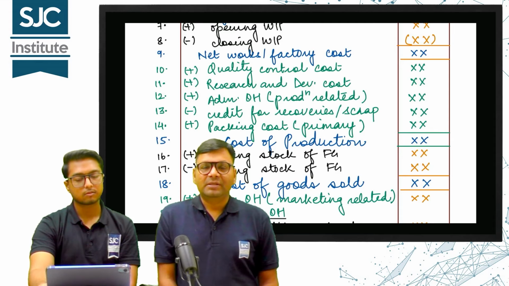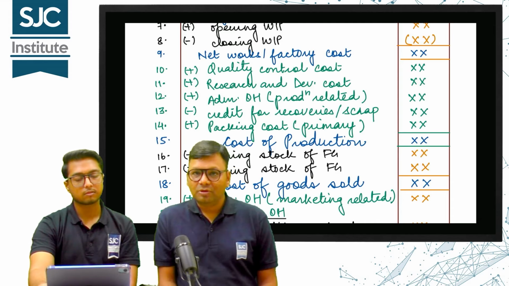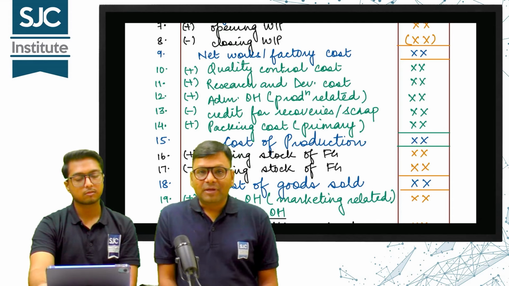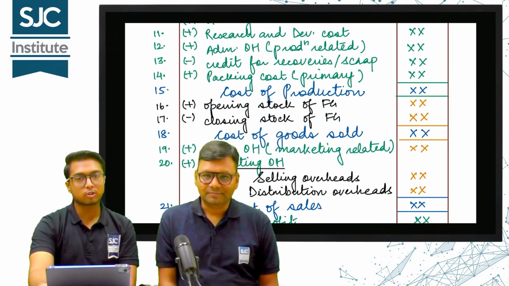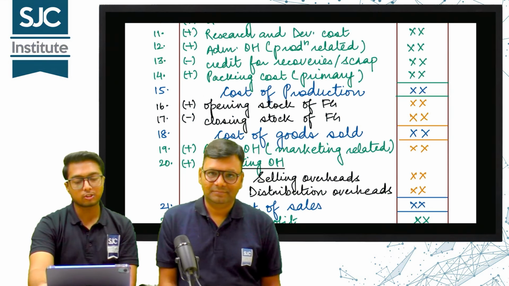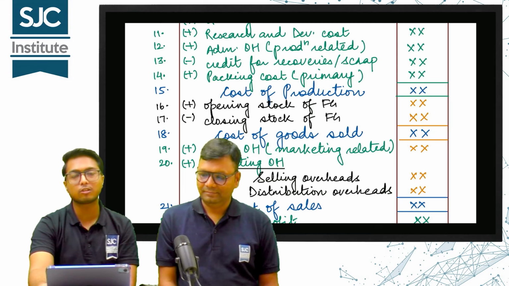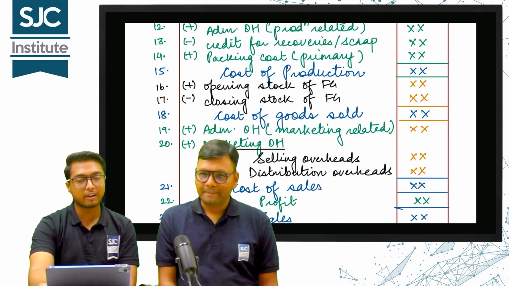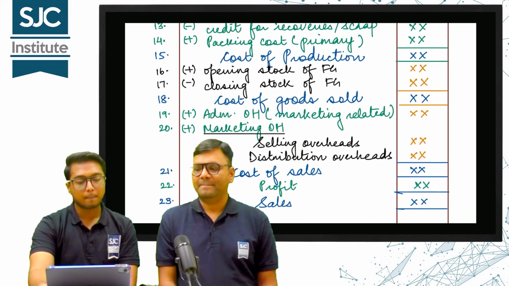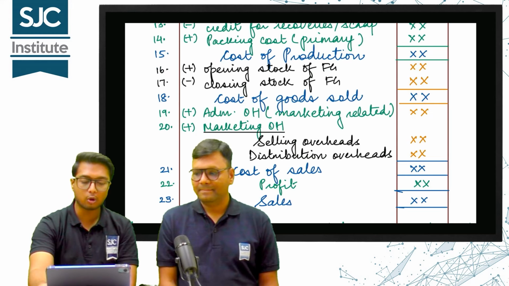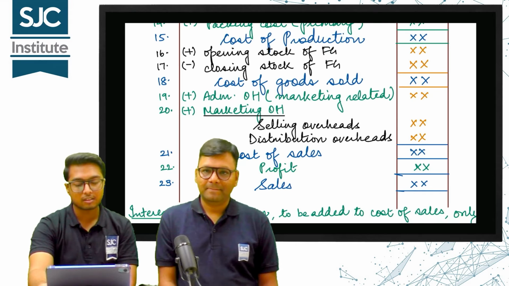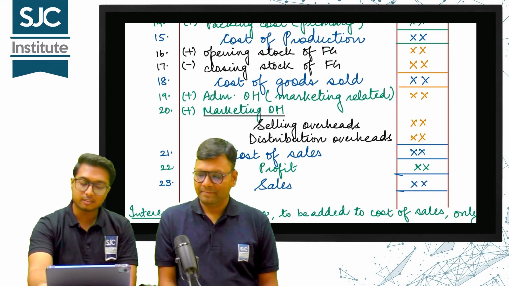Add packing cost, especially the primary packing, not the secondary packing. Secondary packing is a selling cost, so it should not be added here. The result that you get is cost of production. After getting the cost of production, add opening stock of finished goods less closing stock of finished goods, we get the cost of goods sold. Plus administrative overhead marketing related, plus marketing overhead that includes selling overheads and distribution overheads, we get the cost of sales. Plus profit, we get the sales.